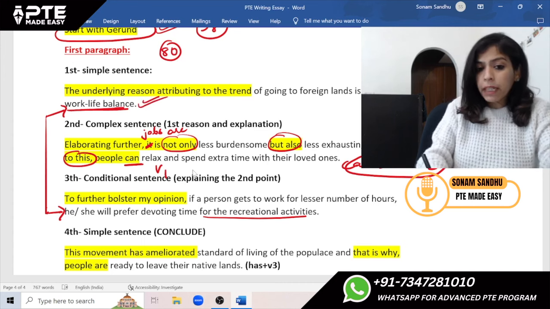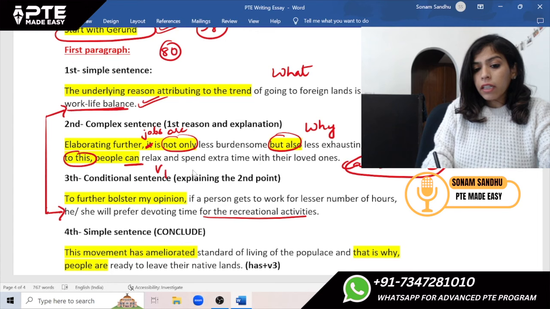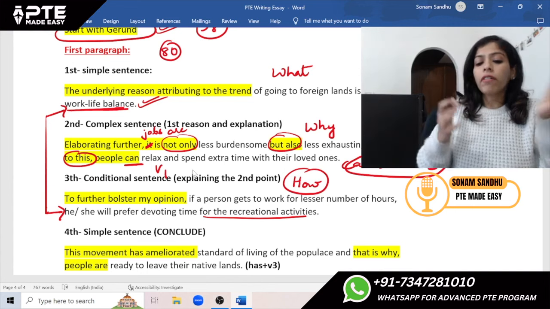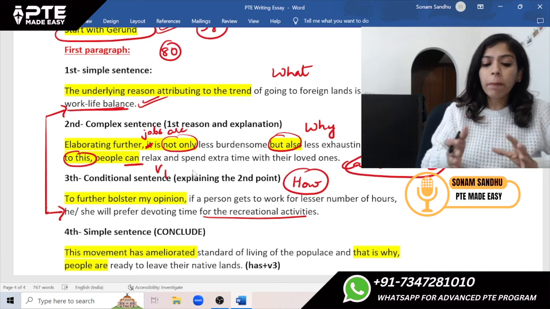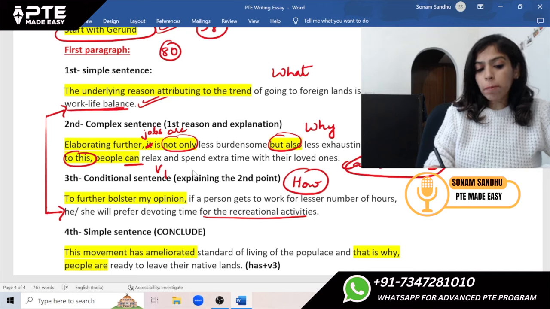So simply explain what the reason is. Explain why this is the reason. Then explain with the help of an example how this is the reason. And in the last sentence simply conclude. This movement has ameliorated the standard of living of the populace, and that is why people are ready to leave their native lands. So has plus the third form of the verb.